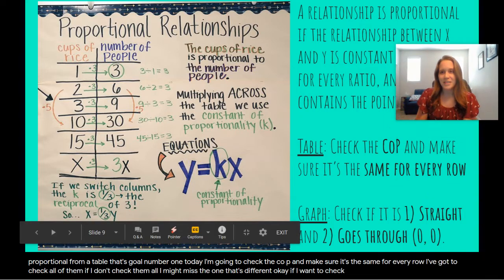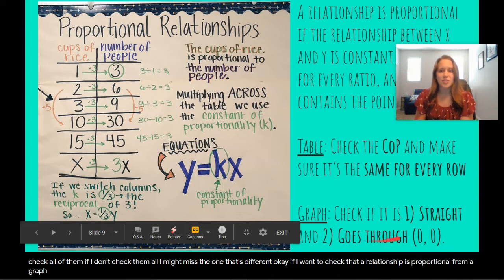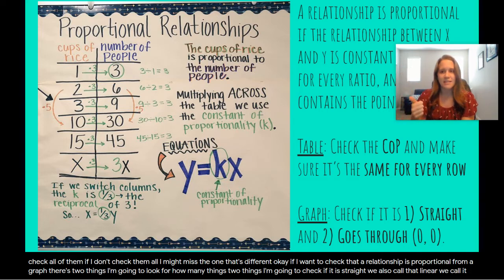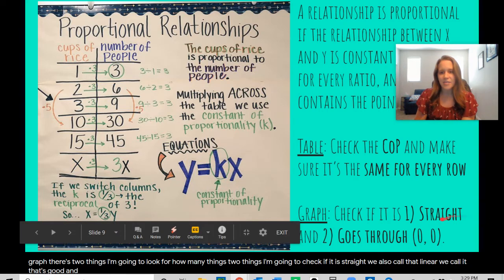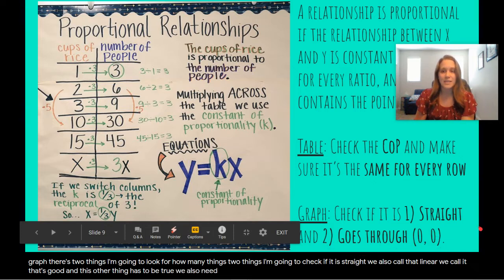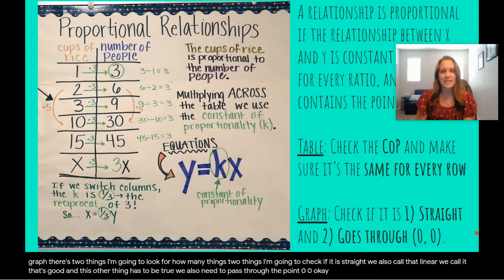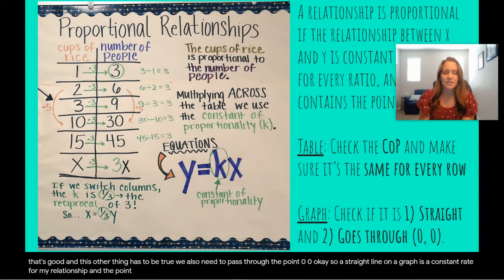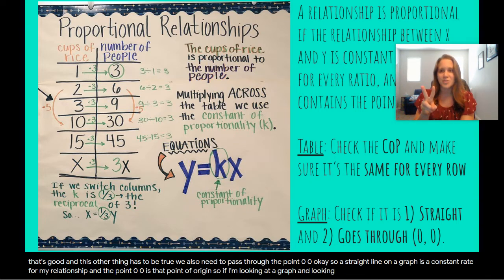If I want to check that a relationship is proportional from a graph, there's 2 things I'm going to look for. How many things? 2 things. I'm going to check if it is straight. We also call that linear. So if the line is straight, that's good. And this other thing has to be true. We also need to pass through the point 0, 0, okay? So a straight line on a graph is a constant rate for my relationship, and the point 0, 0 is that point of origin. So if I'm looking at a graph, I'm looking for those 2 things.